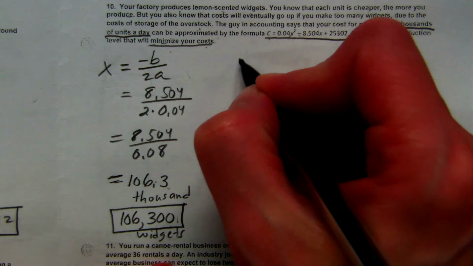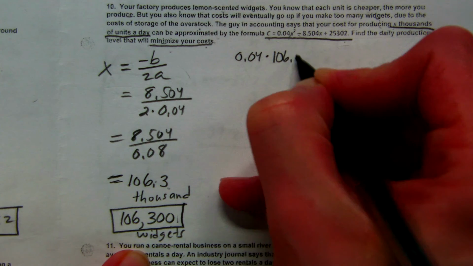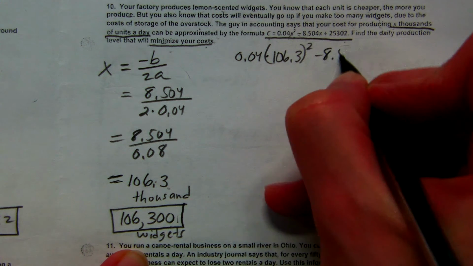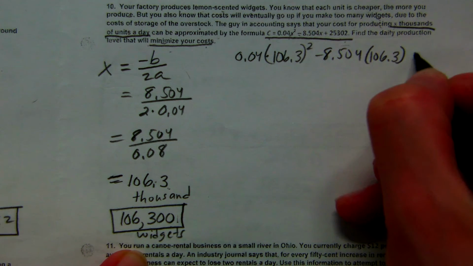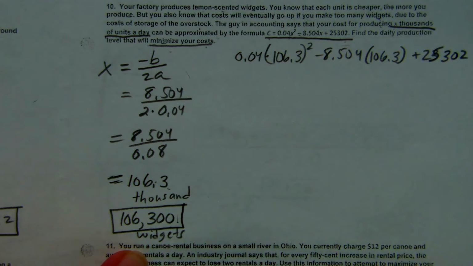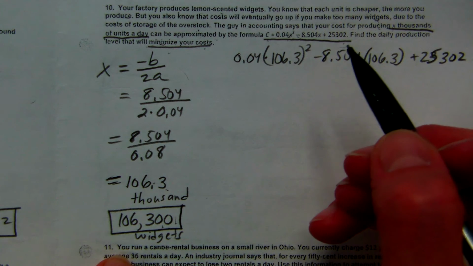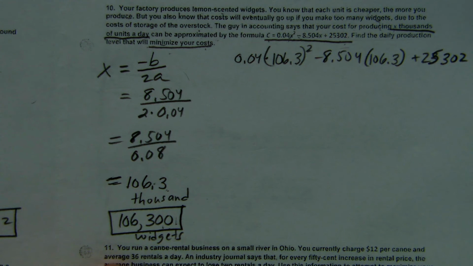Well, actually I'll just do it really quick because it's a calculator thing. So I would have to use 106.3 the way it was originally written, squared minus 8.504 times 106.3 plus 25,302, if I can copy that correctly. So you just take this and put it back into that equation and then use your calculator. And I do not have that worked out, so I'm going to work it out right now on my calculator.